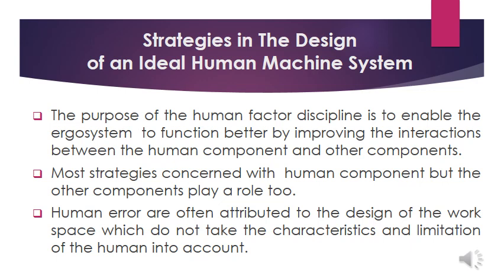Now, we take a look at the strategies in the design of an ideal human-machine system. The purpose of the human factor discipline is to enable the ergo system to function better by improving the interactions between the human component and other components. Most strategies concern the human component, but the other components play a role too. Human errors are often attributed to the design of the workspace, which does not take the characteristics and limitations of the human into account.